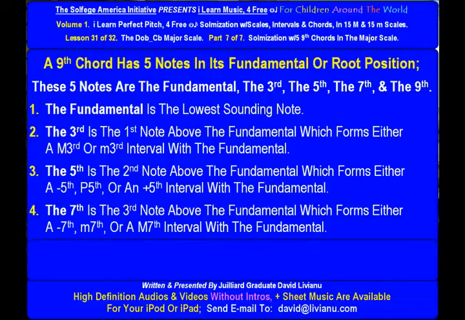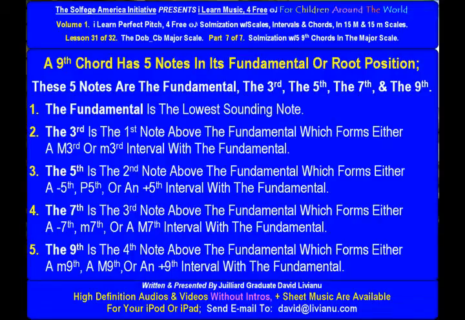The seventh is the third note above the fundamental, which forms either a diminished seventh, minor seventh, or a major seventh interval with the fundamental. The ninth is the fourth note above the fundamental, which forms either a minor ninth, a major ninth, or an augmented ninth interval with the fundamental.